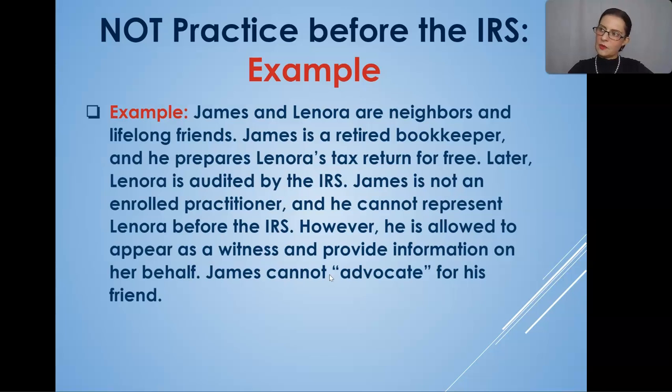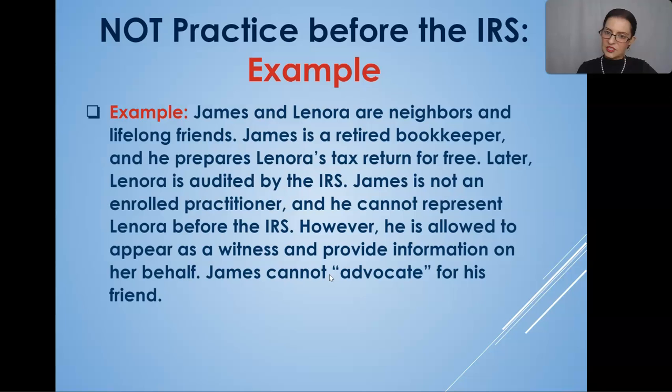Sometimes you will see this happen with taxpayers who might have English as a second language. They will request a friend or a family member to go along with them to the IRS examination if they are representing themselves. And in that case, that person can go along to translate. But it's not considered practice before the IRS if you're just assisting with translation, or in this case, friends who are neighbors. And James is a retired bookkeeper.